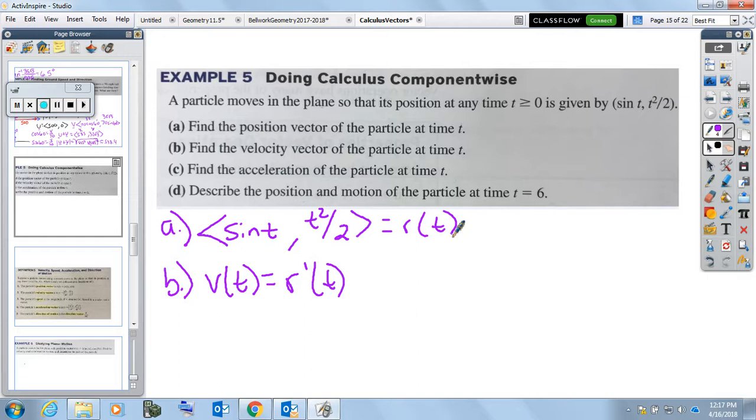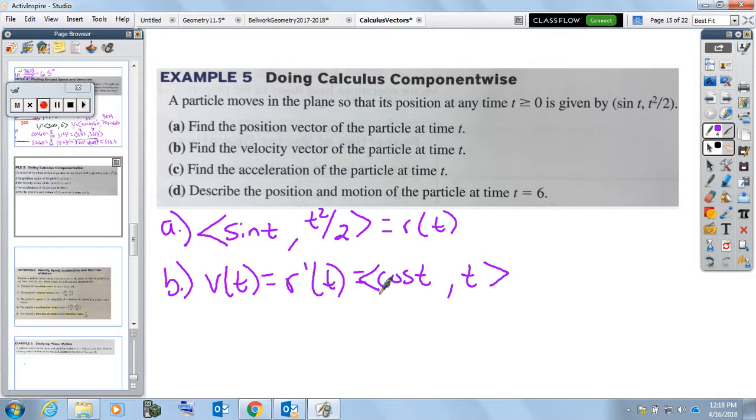What's the velocity of our above function? What's the derivative of sine? The derivative of sine is going to be cosine. And then what is the derivative of t²/2? Think about the power rule. Bring the power down, and so you have 2t over 2, and 2t divided by 2 is just t. And so now our velocity, the derivative of position, is (cos t, t). That's our component form for the vector velocity.